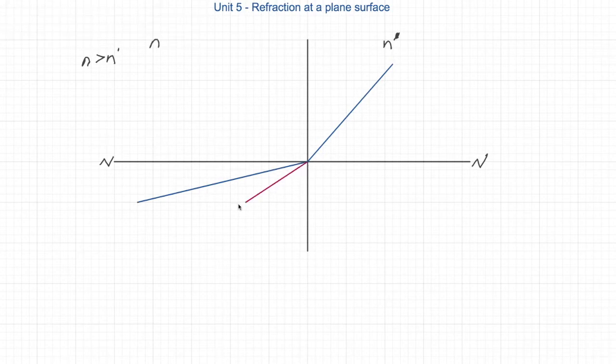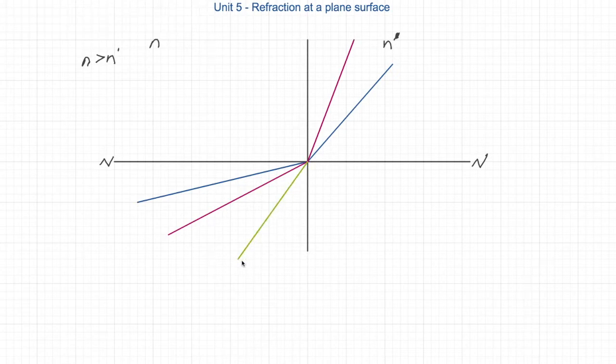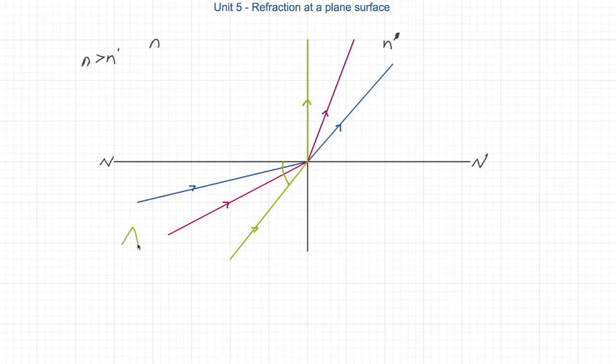Now let's send another ray of light, we'll make it red, at a higher angle of incidence, and it is bent even more away from the normal. And now let's send in this green ray of light, and its refracted ray goes right along the surface, the interface between these two media. That angle of incidence of the ray, the last ray that's refracted, is called the critical angle. We use capital letter A to denote the critical angle, and it is the largest angle that an incident ray can be refracted.